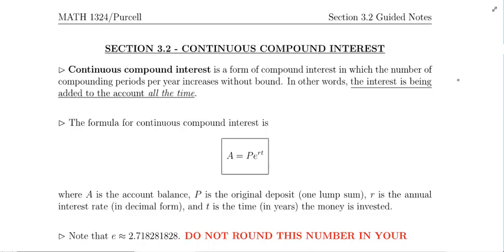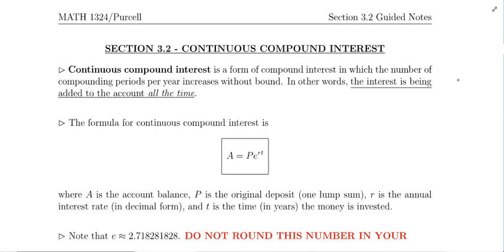Continuous compound interest is a form of compound interest in which the number of compounding periods per year increases without bound. In other words, the interest is being added to the account all the time. And the formula for continuous compound interest is A is equal to P times e raised to the r times t power.